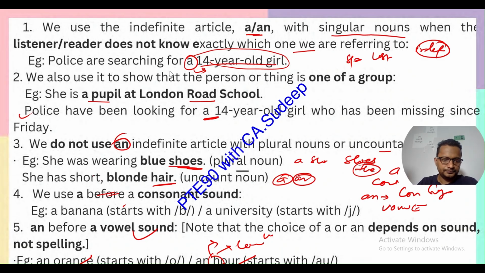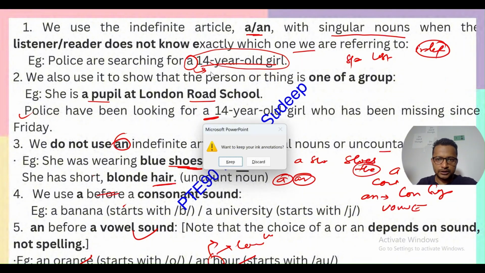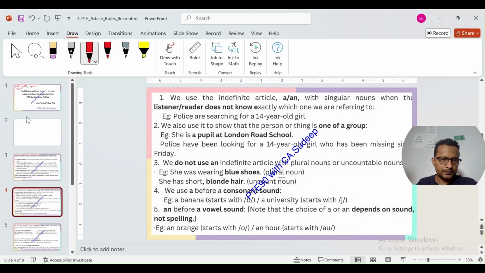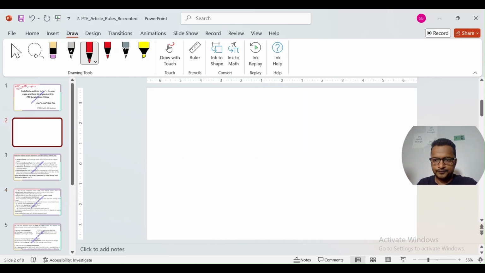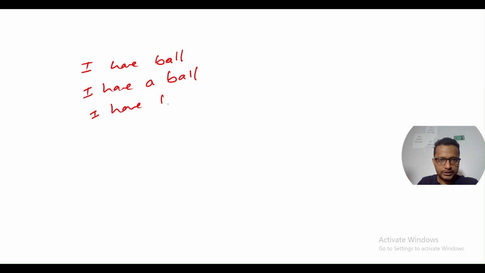Like for example, going to the example, in our previous example here, if you write, let's say, I have ball. I have a ball. I have balls. See, in these three sentences, just think through which one is the correct one. I have ball. Is this correct? No, this is absolutely 100% wrong.